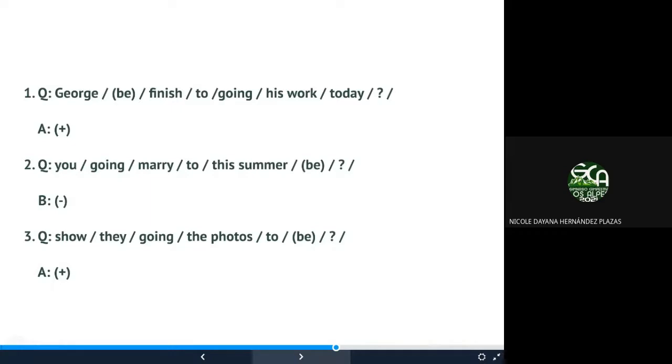I mean, all of this is to talk about future. But we have two main uses for be going to. The first one, predictions. Predictions with what? Predicciones con qué? Hay una regla para hacer predicciones. You should have something. Evidence. So, predictions with evidence and the other use, future plans. It must be a plan, okay?